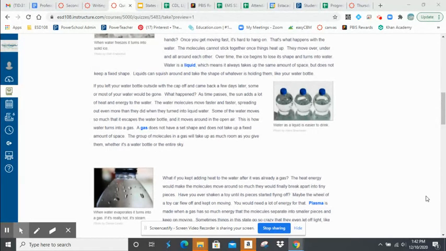And it moves around in the open air. This is how water turns into a gas. A gas does not have a set shape and does not take up a fixed amount of space. The group of molecules in gas will take up as much room as you can give them, whether it's a water bottle or the entire sky.